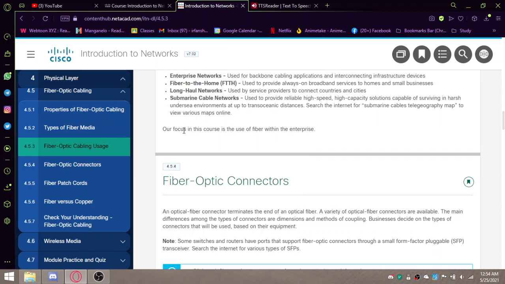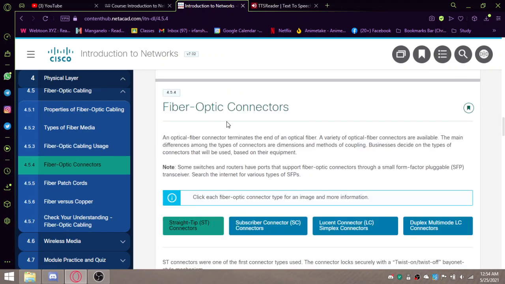To view various of my online, only focus in this course use the fiber within enterprise. Okay. And then kita ada fiber optic connectors. Okay, dia connect macam mana? An optical fiber connector terminates the end of optical fiber. A variety of optical fiber connectors are available. The main differences among these types of connectors are dimensions and method of coupling. Businesses decide on the types of connectors that will be used based on their equipment.